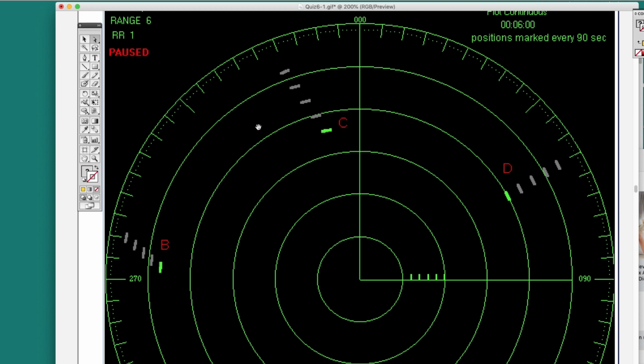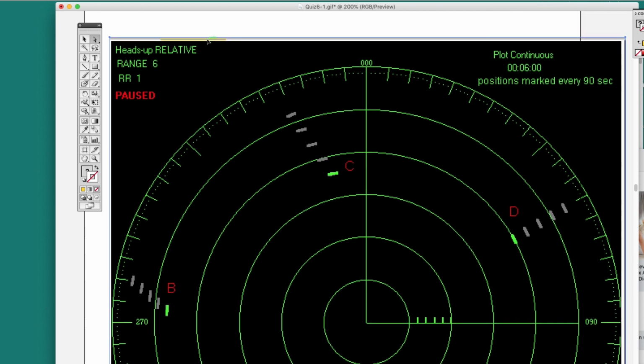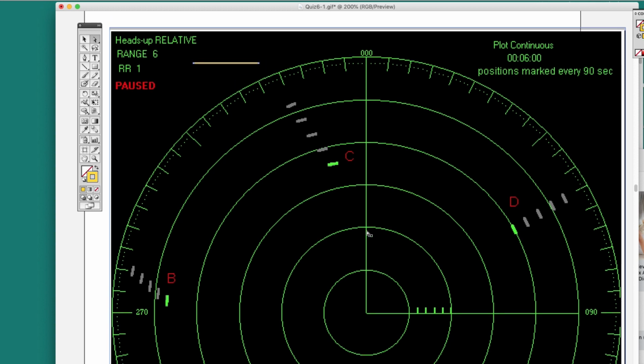So let me see what I have here. Do I have that yellow line? Here's a line. Now I want this to be... and then you see, what do we got going on with the scale here on the range rings? We have a range of 6 miles and range rings of 1 mile each.